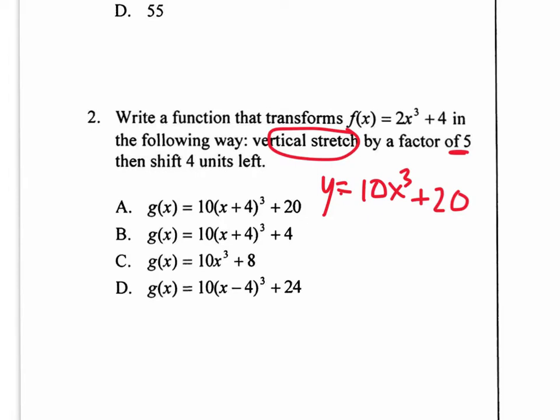So when we think about 4 units to the left, what does that mean? That's really an h value. And we know that h values are in parentheses with the x, and you have to think opposite. So when you're thinking 4 units to the left, that's really going to go in parentheses as a positive 4. And if you look at your multiple choice answers, this one has a positive 4 in there, this one has a positive 4 in there. But of course, if you did a vertical stretch of 5, you should have a 10 in front and a 20 at the back. So that tells you that A is your correct answer.